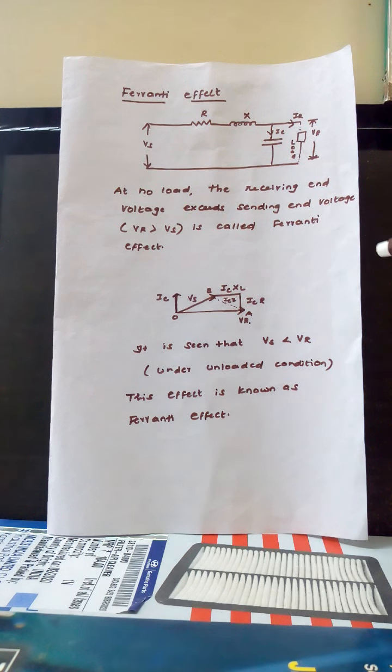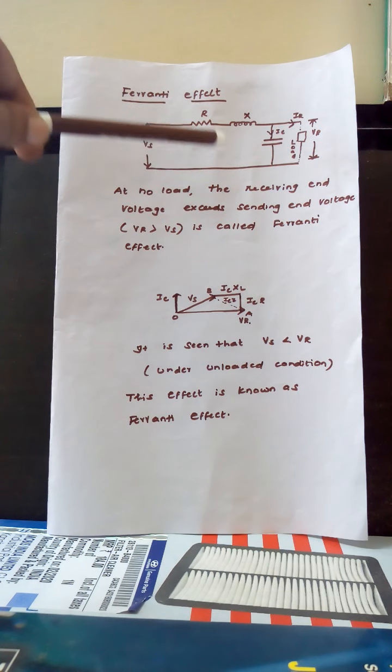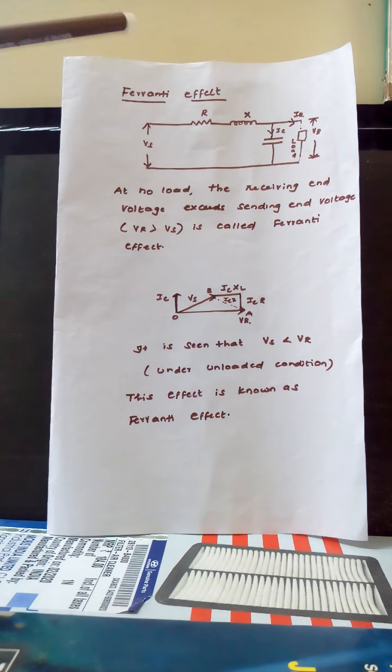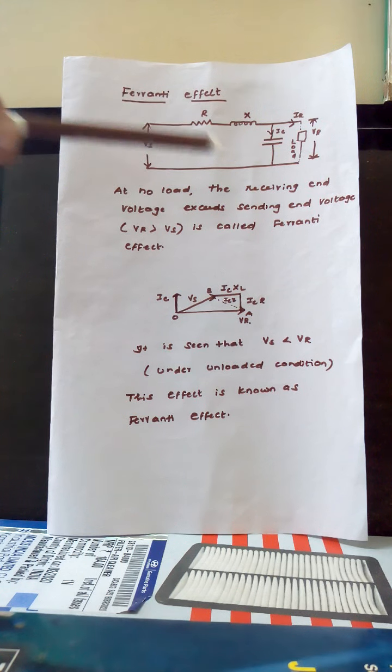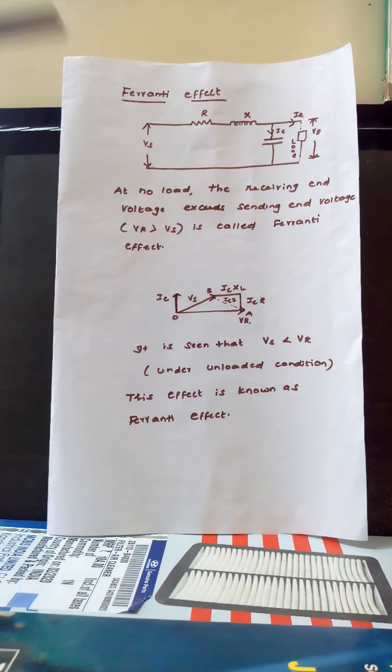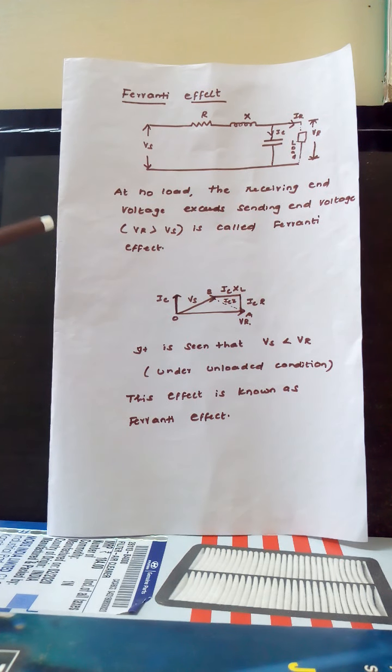In a long transmission line, the inductor and the capacitor are distributed throughout the entire length. These two components are mainly responsible for the Ferranti effect. The Ferranti effect occurs when the current drawn by the capacitance is greater than the current drawn by the load at the receiving end, at light load or no load condition. If the charging current of the capacitance is more than the current at the receiving end, then we can see the Ferranti effect.